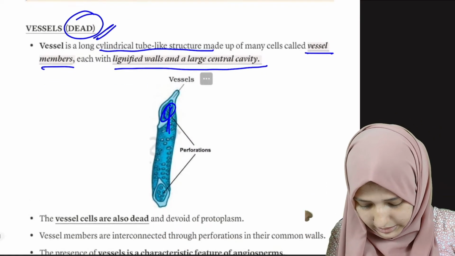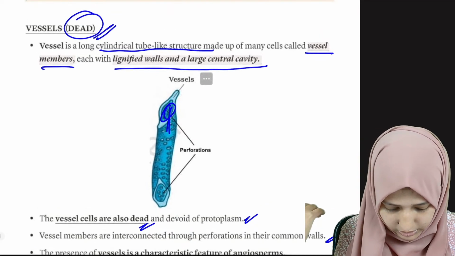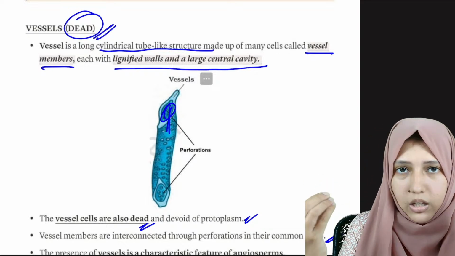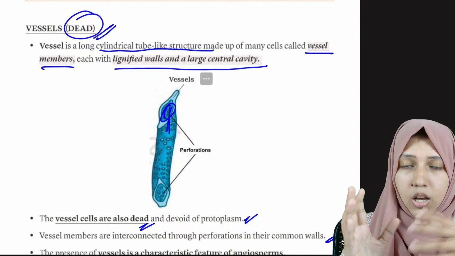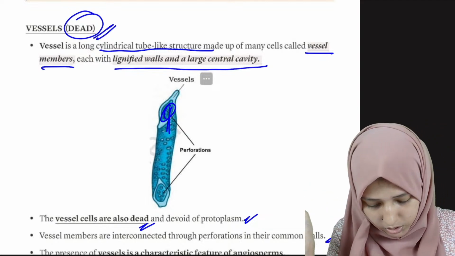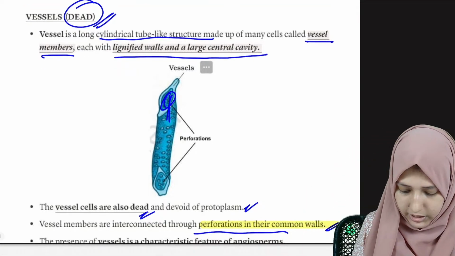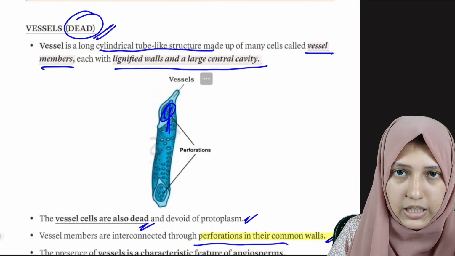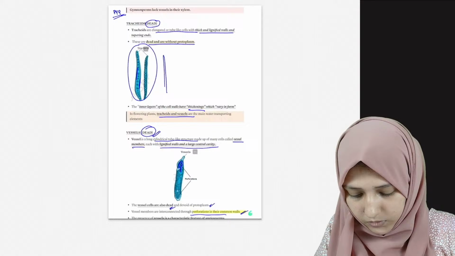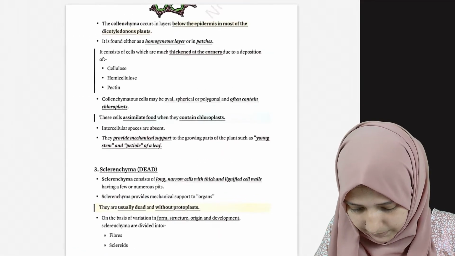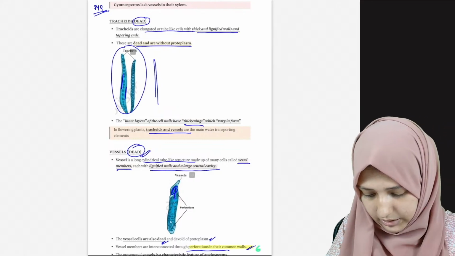Okay. Now the vessel cells are also dead and are devoid of protoplasm. The vessel members are interconnected through perforations in their common walls, which means this vessel is made up of so many vessel members, right? And these vessel members are interconnected because of their perforations in their common walls. Okay, clear? And wherever vessel is present, it is an angiosperm. Clear? Because vessels are absent in gymnosperms. So this was about xylem, tracheids and vessels. Okay.